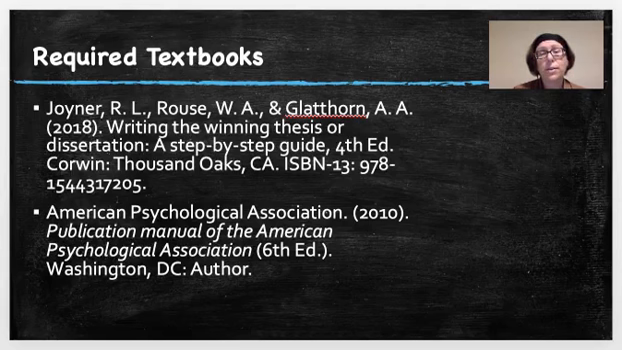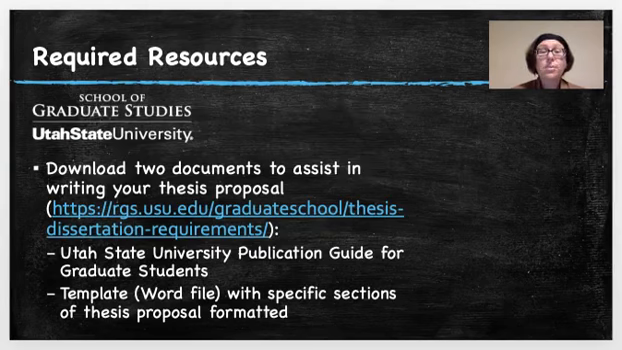There are 2 required textbooks. The first is a newer version than past semesters teaching ASTE 6100, 7100. You'll want to be sure to get the 4th edition of Writing the Winning Thesis or Dissertation, a step-by-step guide. And then we'll use the American Psychological Association's publication manual, which is the 6th edition from 2010. In addition to those textbooks, we are going to use 2 resources provided by the School of Graduate Studies. I want you to download these 2 documents from the following website. You will want the Utah State University Publication Guide for graduate students and a Word file template that shows you specific sections of the thesis proposal formatting.